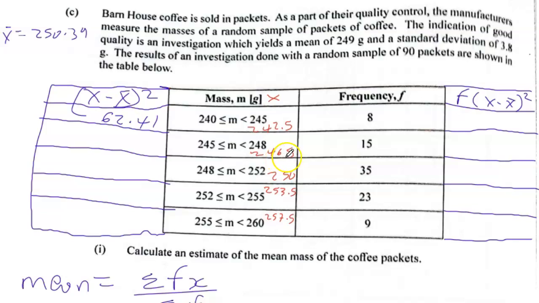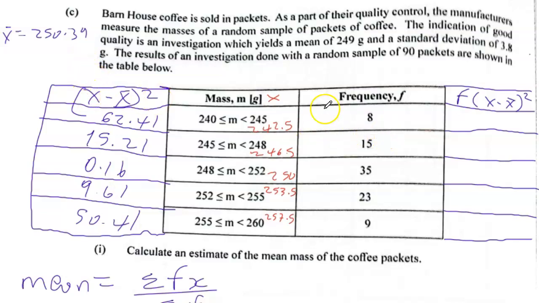Next, 246.5 minus 250.39, square the result, we get 15.21. 250 minus 250.39, square the result, we get 0.16. Next, 253.5 minus the mean, square the result, we get 9.61. And the final one, 50.41. And then now the final column, the frequencies times (x minus x bar) squared.